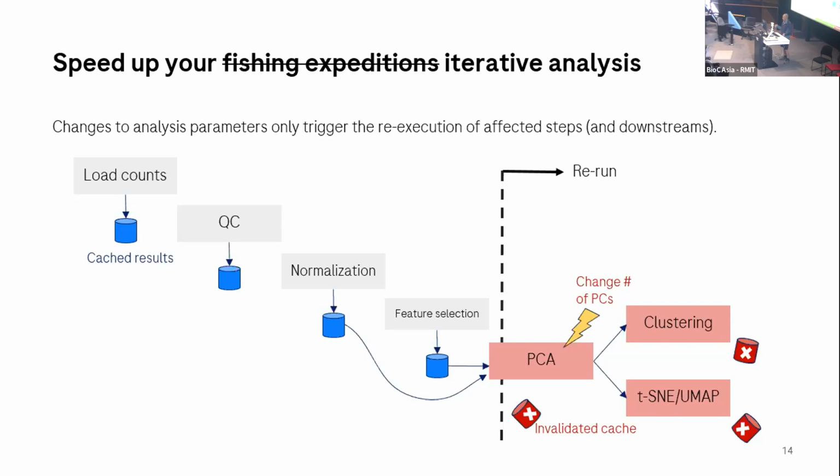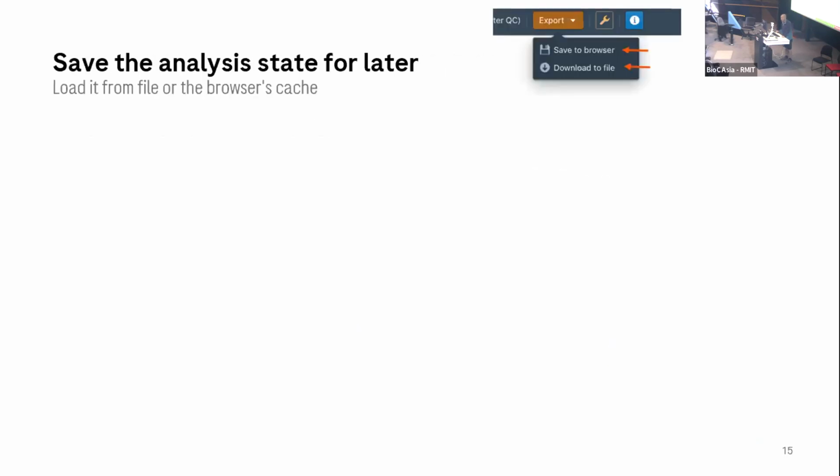In this manner, the user can more quickly iterate across different analysis parameter combinations, because at every cycle, we're just reusing some cached results. This is particularly nice because for most people, what they'll be changing most of the time is the clustering resolution. In that case, the only thing that kana needs to recompute is the clustering, because everything else is cached. You can also save the analysis state for later.